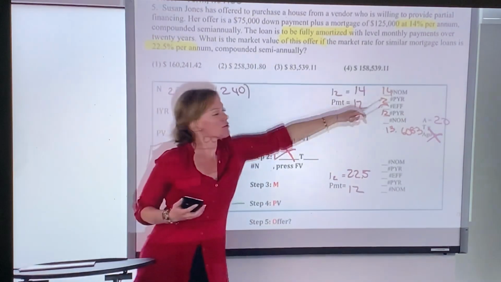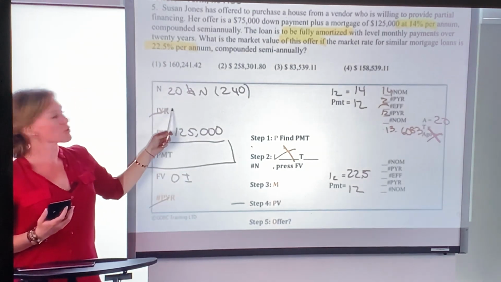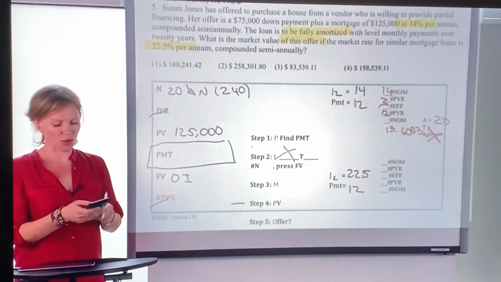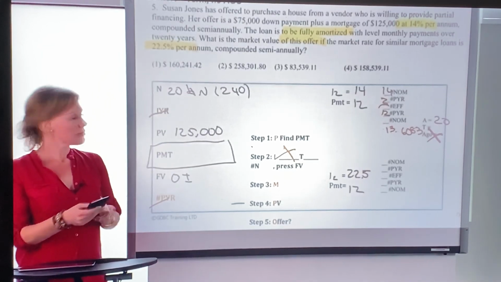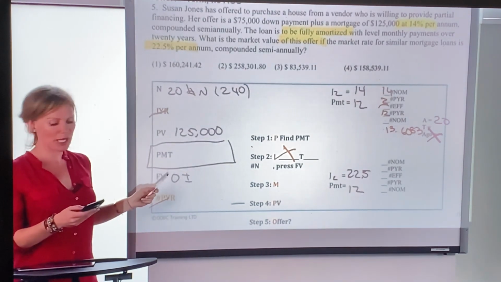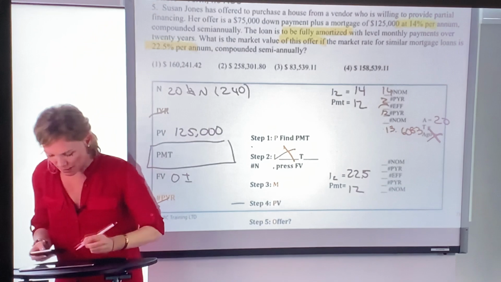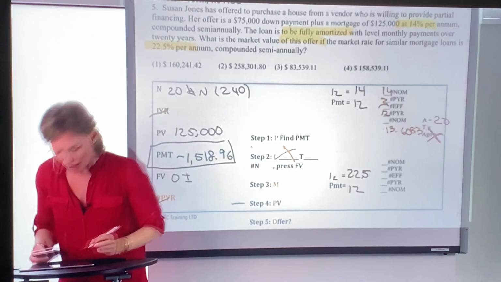Okay, nice and close, not too far. What do you do after this? You're going to cross off your I/Y and P/Y. You know that everything will be monthly, and that 13.60 sits in here. And 20 years, so do 20 shift N, it will come up as 240 months. PV, 125,000. Skip the payments. Future value, don't forget 0. And only then you press PMT. When you press the payments, how much did you get in here? It should be negative 1,518.96. Right, that's your payment.